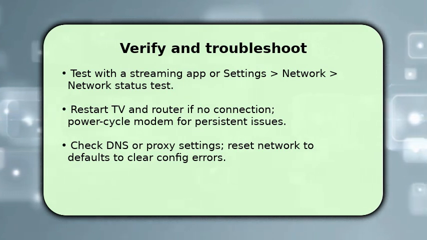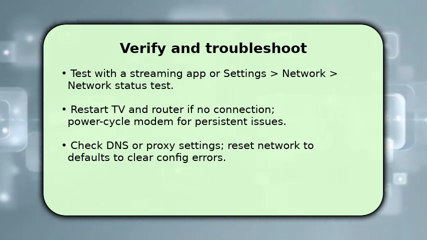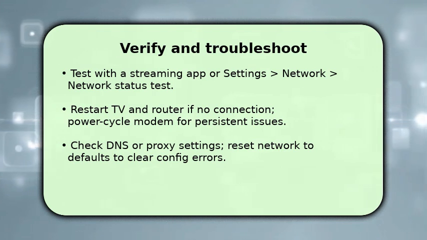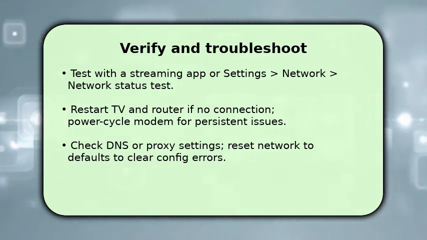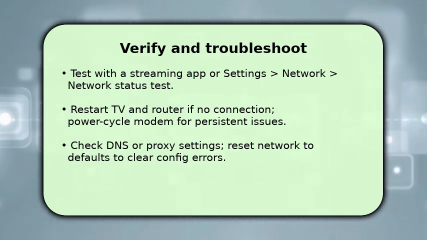If problems persist, check DNS and proxy entries or switch to automatic settings, and as a last resort, reset network settings on the TV to default. A key troubleshooting tip: try another device on the same network to isolate whether the TV or the internet link is at fault.